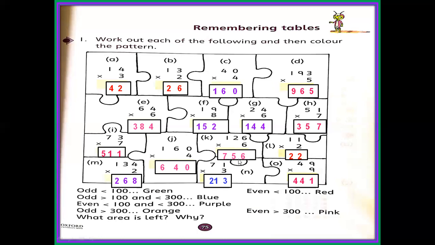And 756, even number and greater than 300, pink. Okay, only these numbers. Look at this one: first you write the answer and then color according to these conditions. Odd, less than 100, green. Odd, greater than 100, less than 300, blue. Even, greater than 100, less than 300, purple. Odd, greater than 300, orange. Even, less than 100, red. Even, greater than 300, pink.